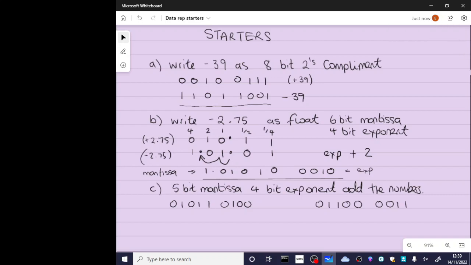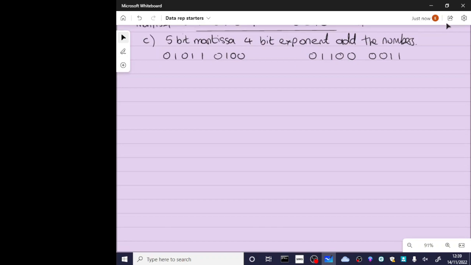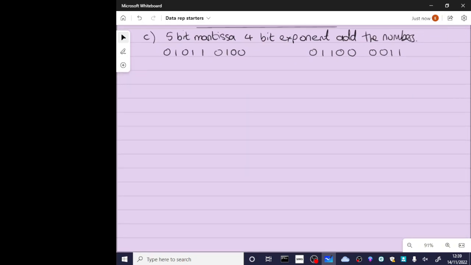Right, okay, the next question, the one that you lot keep messing up. We've got 2 numbers to add together. We're told the format, 5-bit mantissa, 4-bit exponent. My first job, if I add these together, I don't just take all the bits and add them together. That's nonsense. I've got to change the size of these numbers. The way that the examiner used to mark this is that they wanted you to make them the same value of exponent.